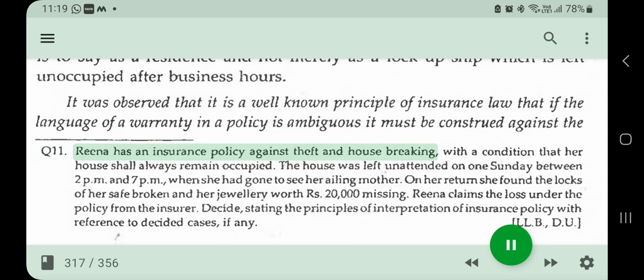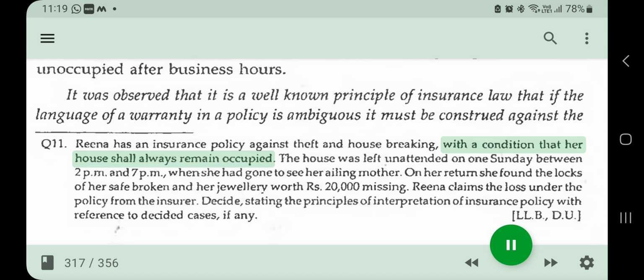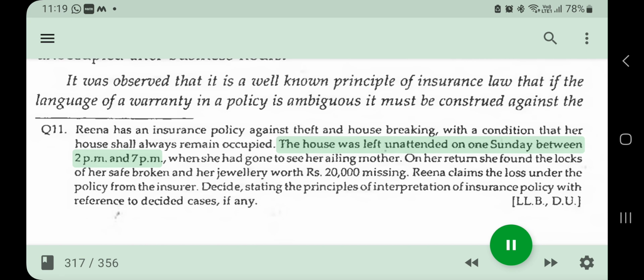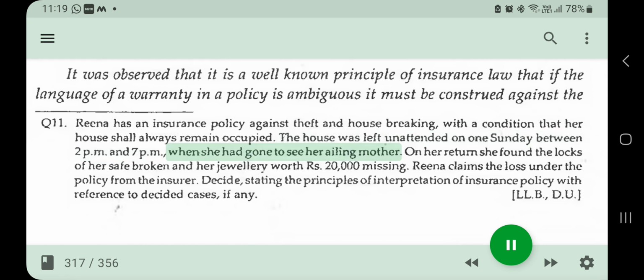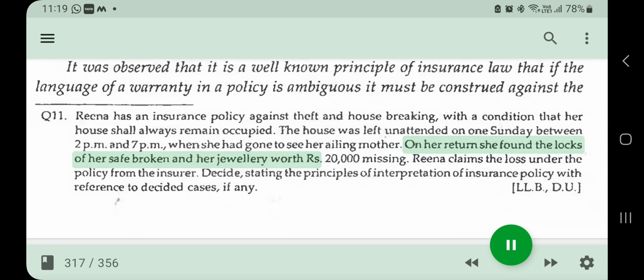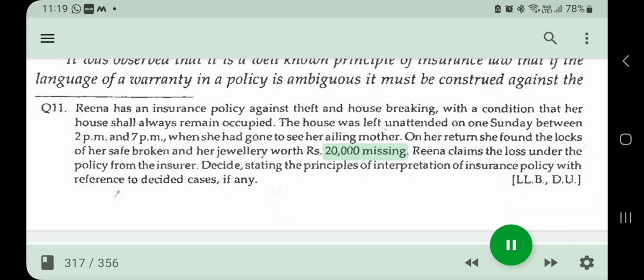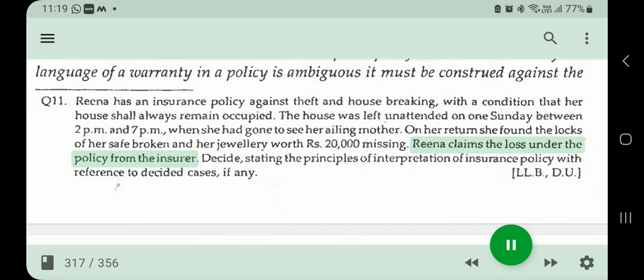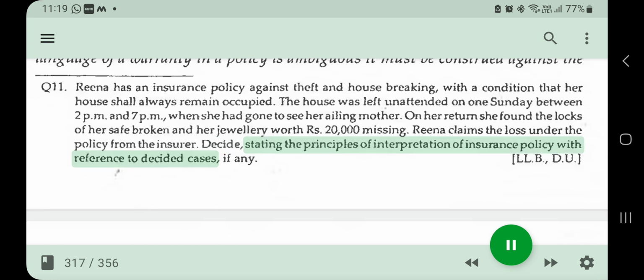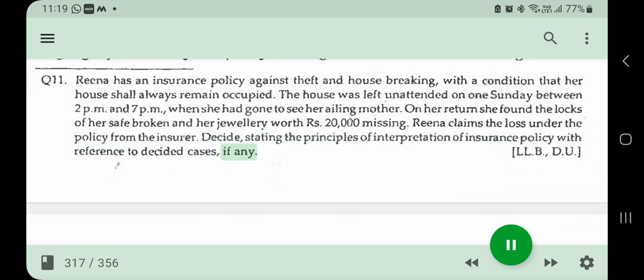Q11. Reena has an insurance policy against theft and house breaking, with a condition that her house shall always remain occupied. The house was left unattended on one Sunday between 2 p.m. and 7 p.m., when she had gone to see her ailing mother. On her return she found the locks of her safe broken and her jewelry worth Rs. 20,000 missing. Reena claims the loss under the policy from the insurer. Decide, stating the principles of interpretation of insurance policy with reference to decided cases, if any.